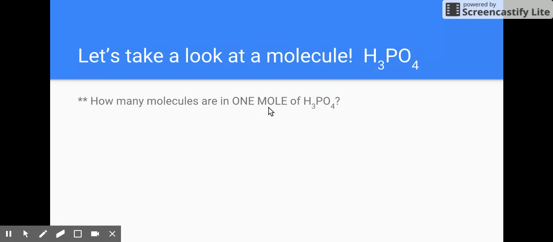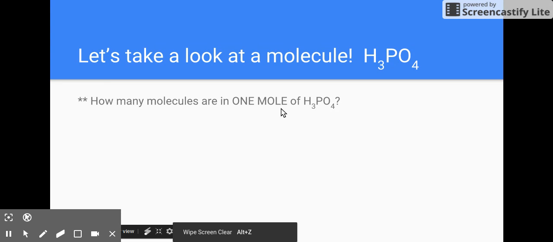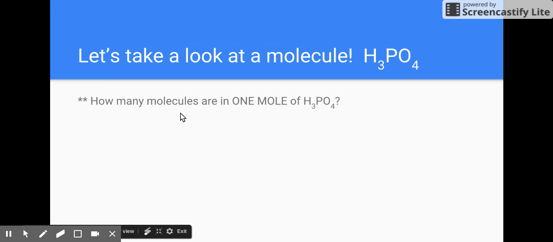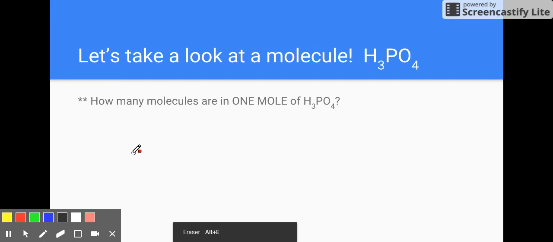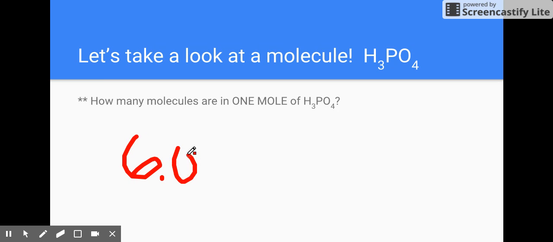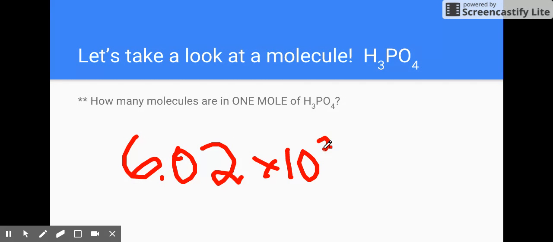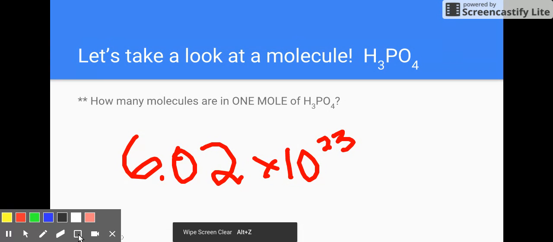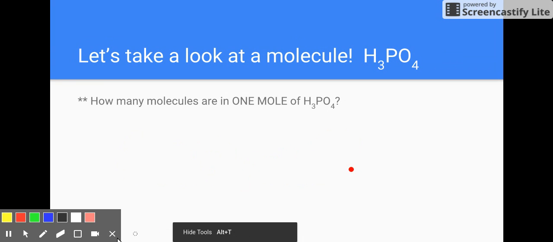If I take a look at this H3PO4, how many molecules are in 1 mole of H3PO4? Since I said mole, and I'm asking for molecules, you should know I'm asking for an amount. 1 mole is equal to 6.02 times 10 to the 23rd. So I have 6.02 times 10 to the 23rd H3PO4 molecules.